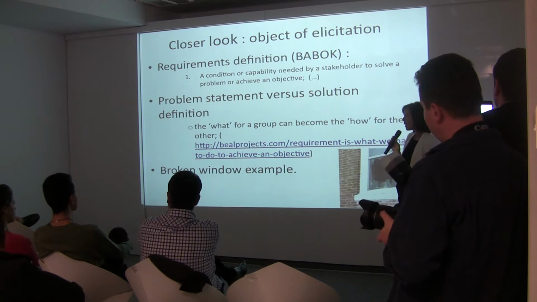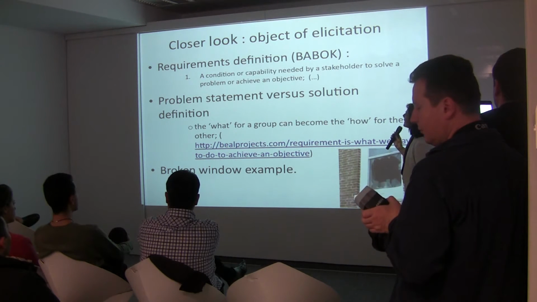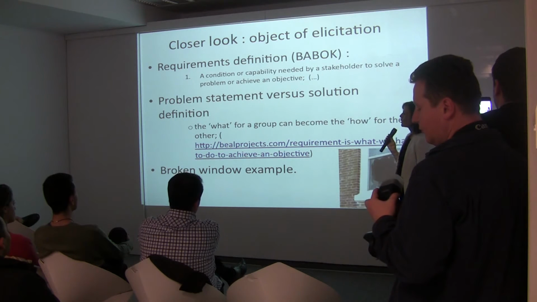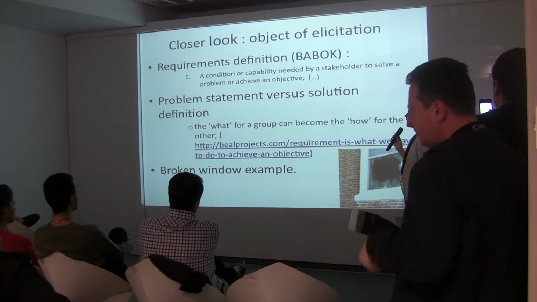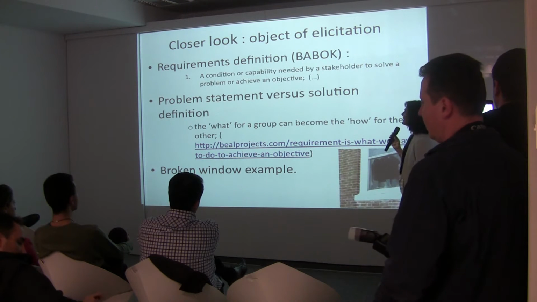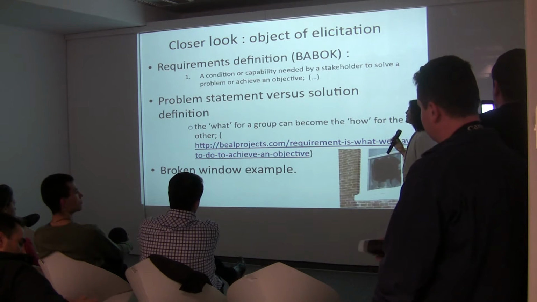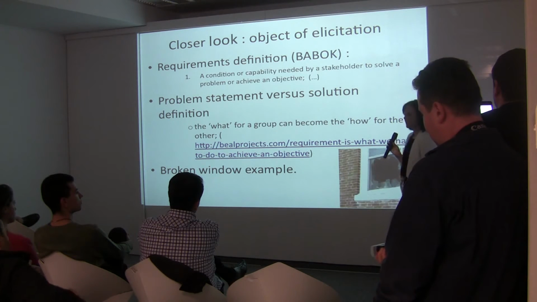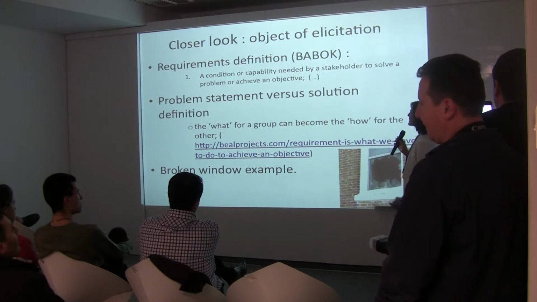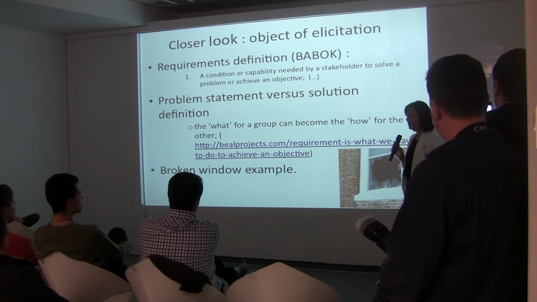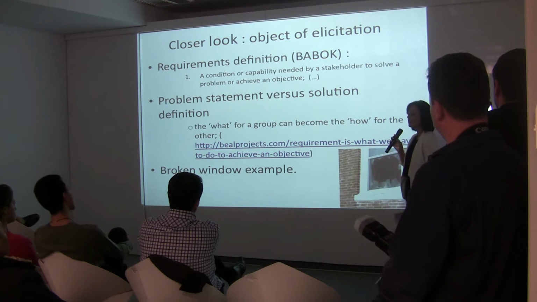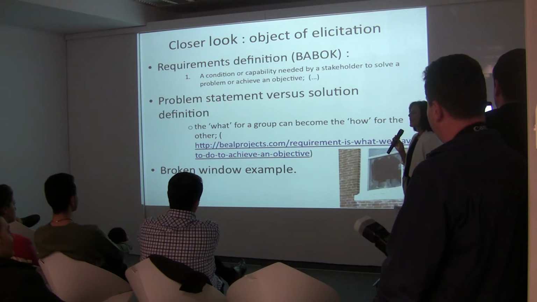Now, what is the object of elicitation? I'm going to again turn to the definition of the requirements, which are a condition or a capability needed by a stakeholder to solve a problem or to achieve an objective. And words like solving a problem or objective are very key to understanding this activity and the role of a business analysis. It sounds simple, but simple doesn't always mean that it is an easy task.